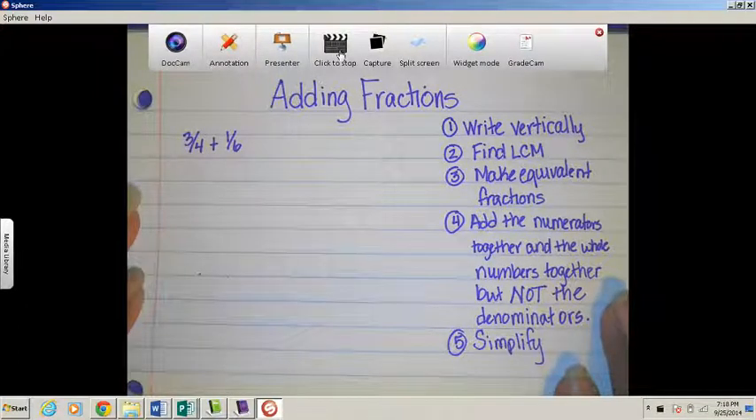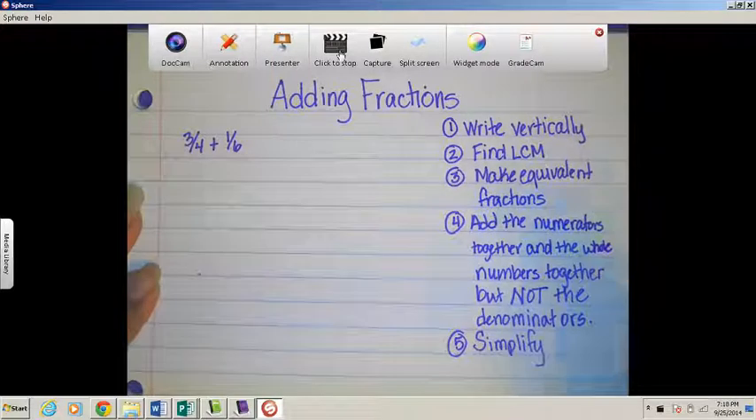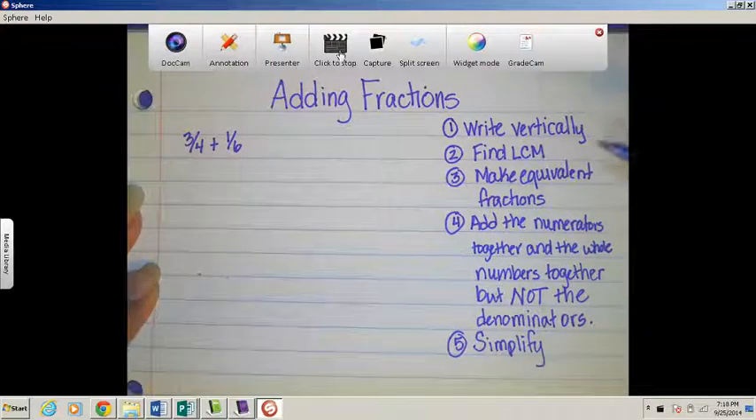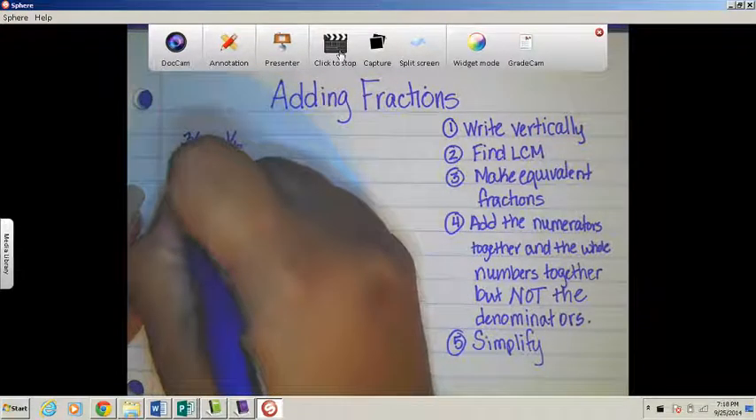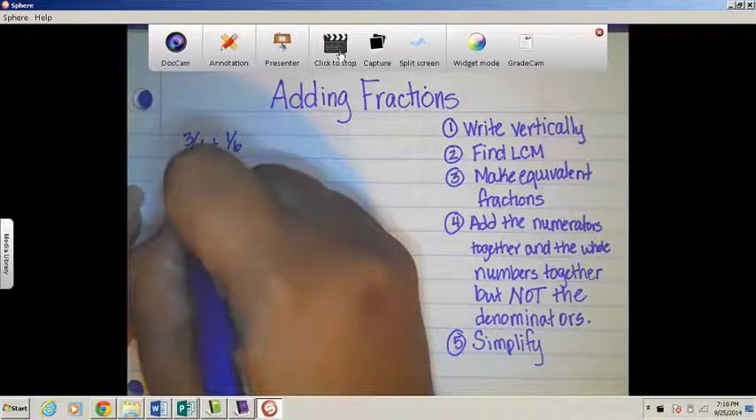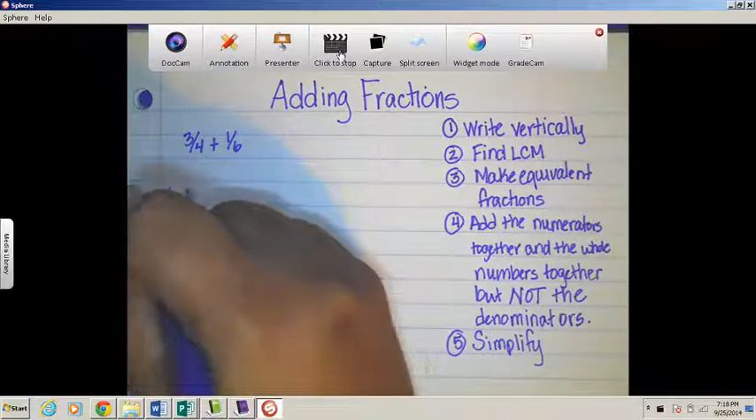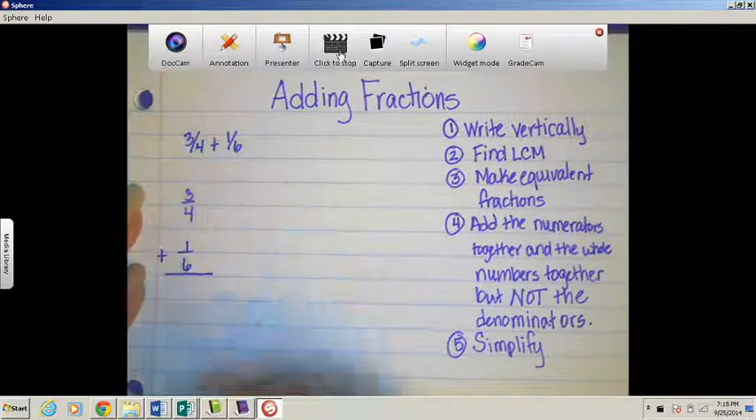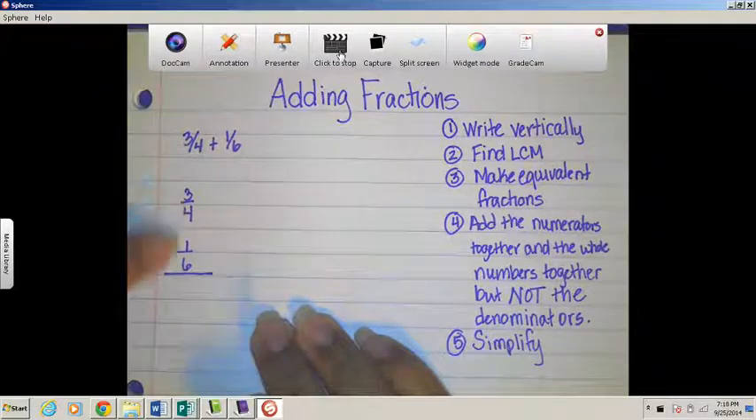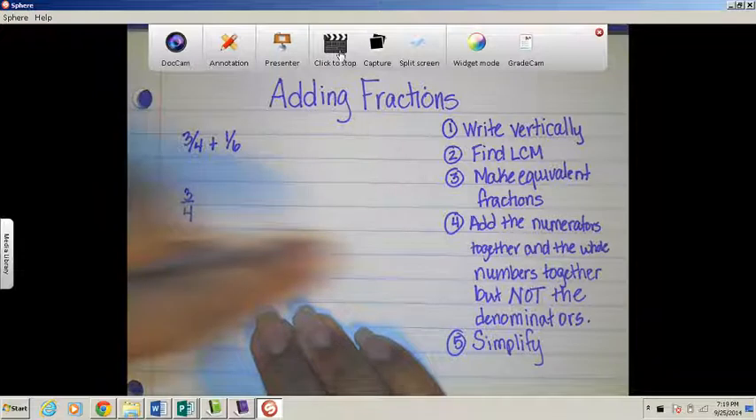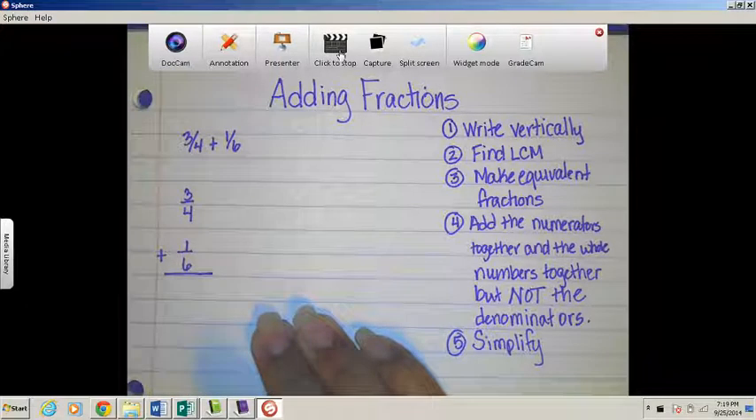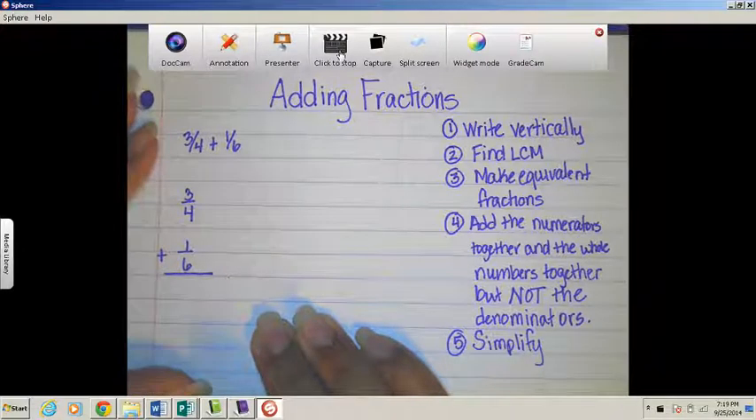3/4 plus 1/6. When you're adding fractions, the first thing you want to do is write them vertically. 3/4 plus 1/6. If the denominators are the same, you can just add the numerators and the whole numbers. If not, you have to find the LCM, the least common multiple.